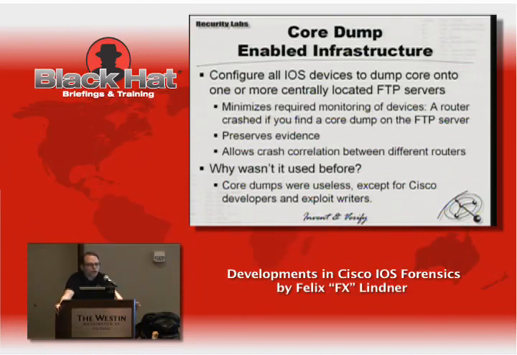You go ahead and you configure all your iOS devices to dump core onto one or more centrally located FTP servers. That minimizes the amount of monitoring you have to do on the router. Essentially, you don't even have to monitor it all the time for being up or down, which you do by polling. But you just see if a core dump materializes on your FTP server, and then you know the device crashed. It preserves all the evidence, and it allows crash correlation between different routers that you have.